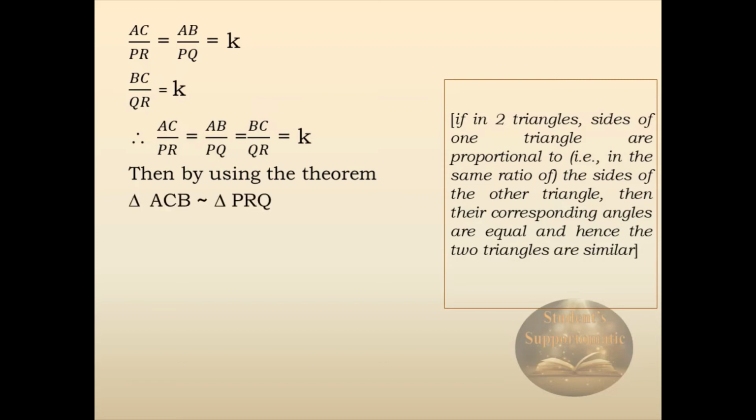So here the triangle ABC and the triangle PQR both are similar triangles, and therefore angle B is equal to angle Q. Since all the angles are equal, angle B is equal to angle Q, and hence it is proved.